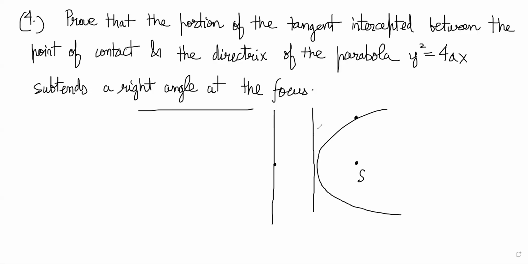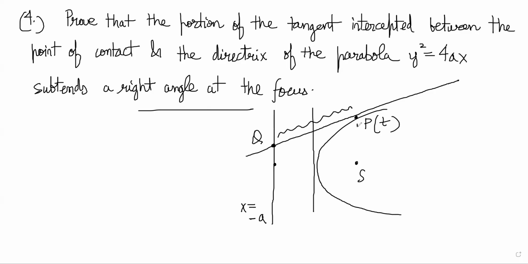Let's say we have a tangent here like this to the parabola. The portion of the tangent intercepted between the point of contact, this is point P, let's say T, and the directrix, so this is x is equal to minus a, this point Q. This portion PQ subtends 90 degrees at the focus. That's what we need to prove. So this point is a comma 0. So we need to show that this angle is 90 degrees.